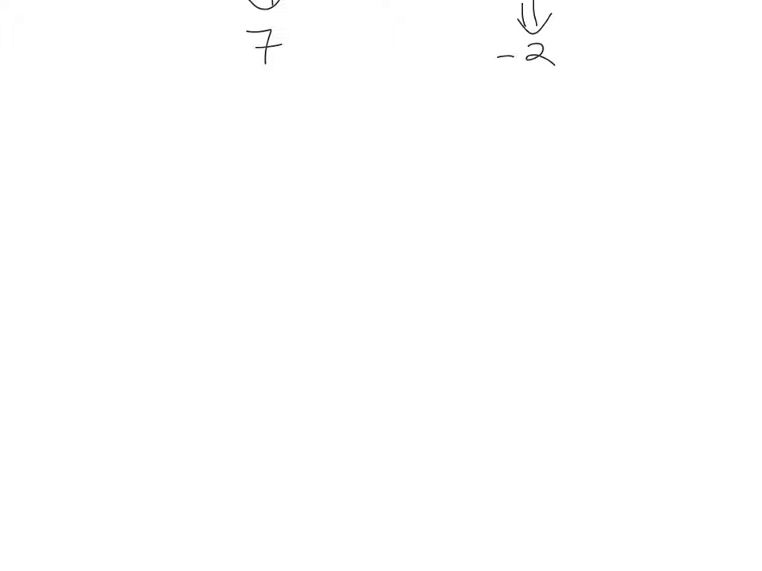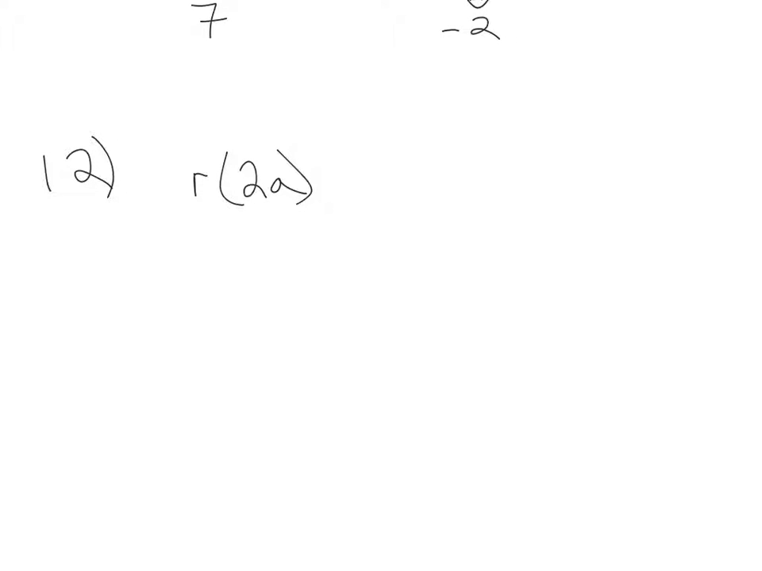For 12, I am asked to find the value of r evaluated at 2a. First you have to find the function r, and they give that to us. It's just r of x is equal to 1 plus 3x. Since we're trying to find the value of r at the input 2a, all I'm going to do is wherever I see an x, replace it with 2a.